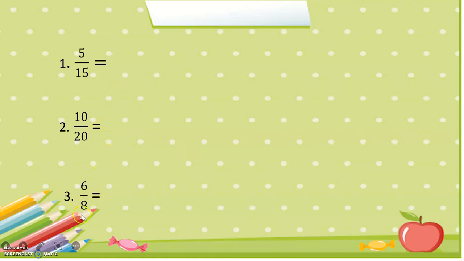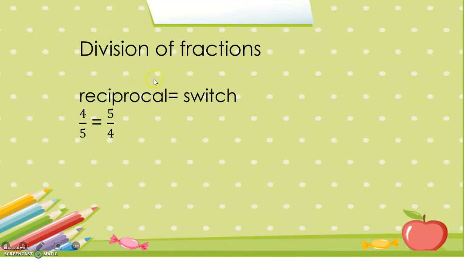6 over 8. 6 divided by 2, yeah, 2. 6 divided by 2 is 3, and 8 divided by 2 is 4. So the answer is 3/4. How do you get the simplest form? Just divide. Okay, now let's go to division of fractions.